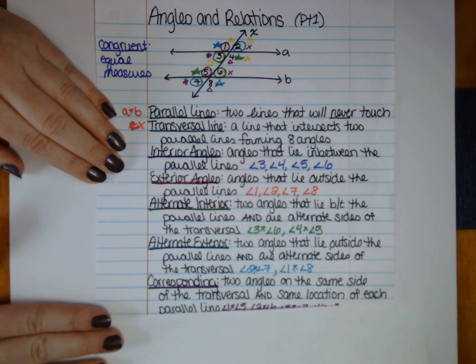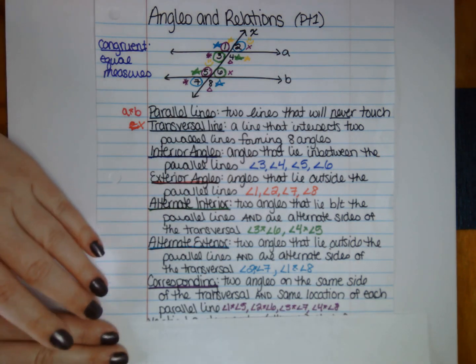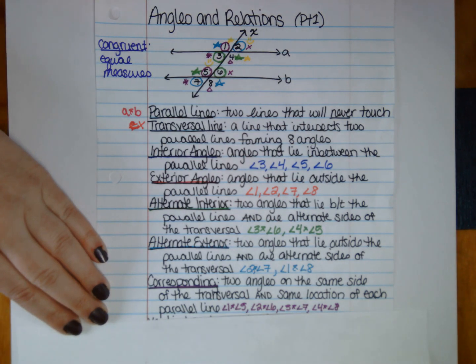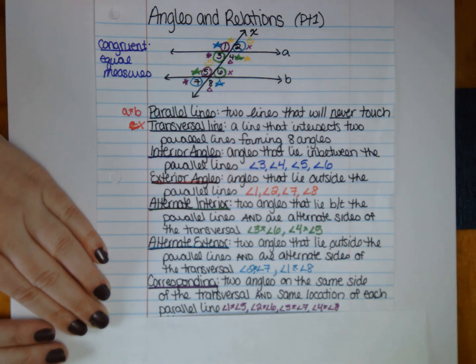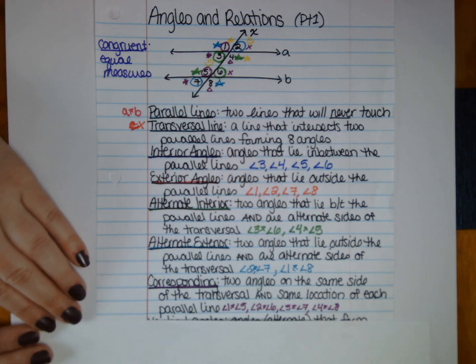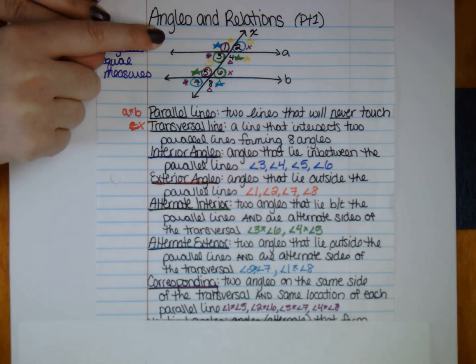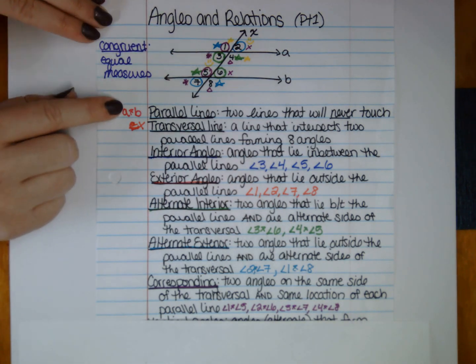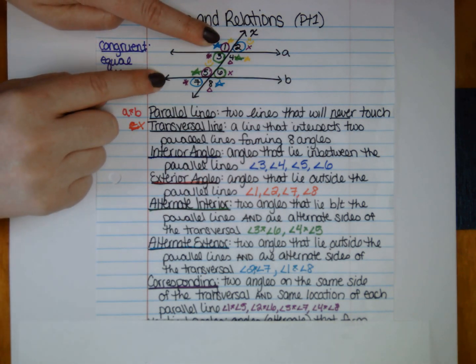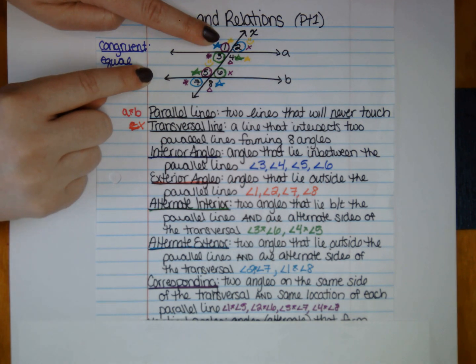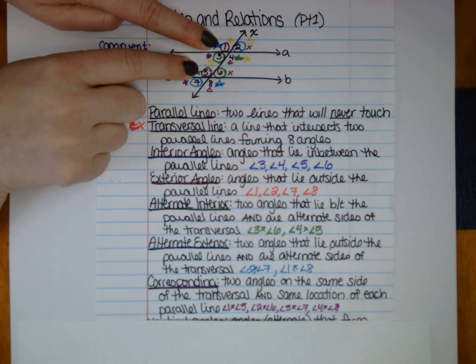Our next set of angles are corresponding, and corresponding angles are two angles on the same side of the transversal and in the same location of each parallel line. So if I'm looking at angle 1, it's above its respective parallel line and to the left of the transversal. If I look at line B, the one that's above and to the left would be angle 5. So 1 and 5 are corresponding angles.